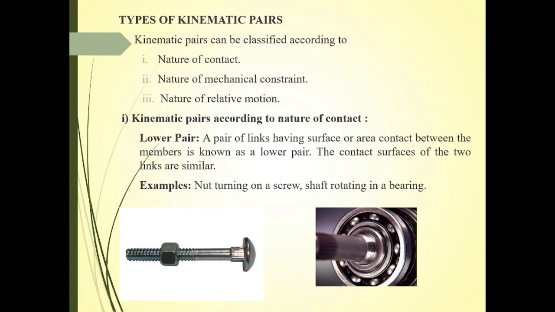In the shaping machine, the ram is moving above the table. But at the same time, the surface of the ram and the bed are in contact. The full surface is in contact. So that is called a lower pair, the best example. Similarly, a nut turning on a screw, and a rotating shaft in a bearing. These are examples of a lower pair.